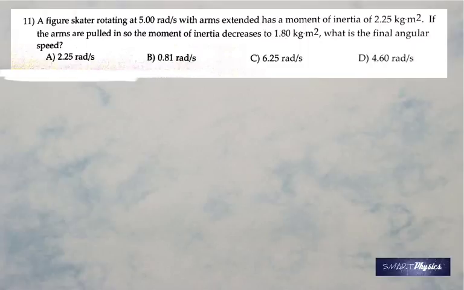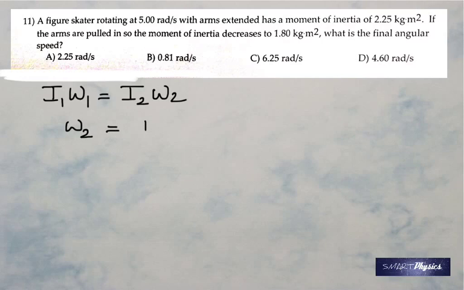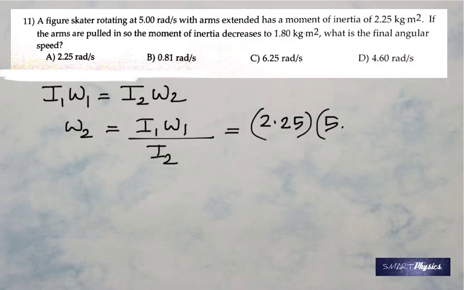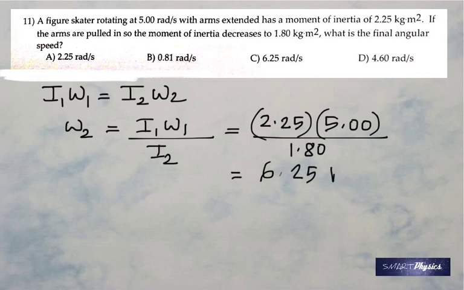This is a case of conservation of angular momentum. That means I1 omega 1 is equal to I2 omega 2. When the arms are pulled in, the moment of inertia decreases, therefore the angular speed increases. Substitute I1, I2 and omega 1, and you get 6.25. So the angular speed increases from 5 to 6.25.